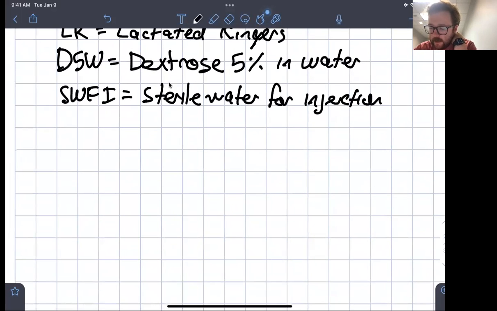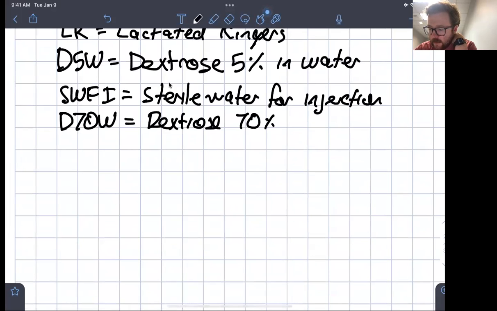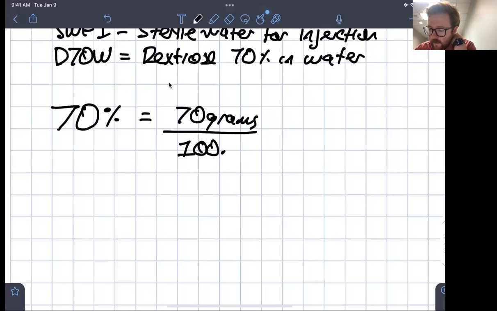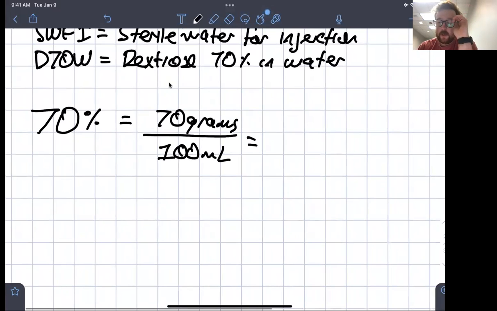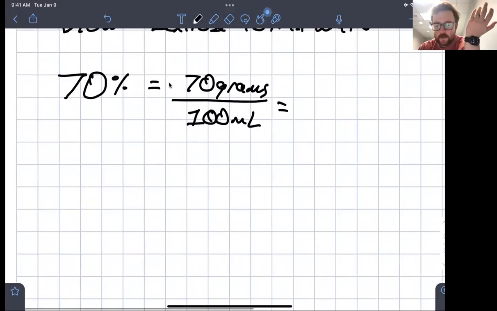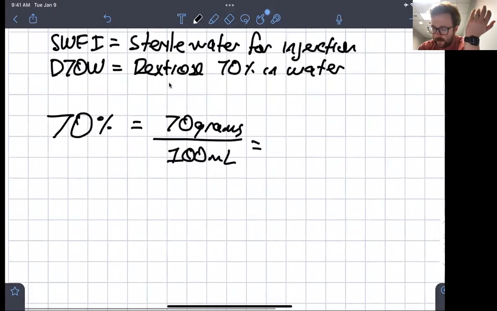So if you see anything like D70W, that is dextrose 70% in water. And remember, when you see anything with a percent, so 70%, that literally translates to 70 grams in, you got it, 100 mils of whatever it's dissolved in. Okay, so do not let that escape you. You will be confronted with percentages. Very easy to remember. Don't forget that.